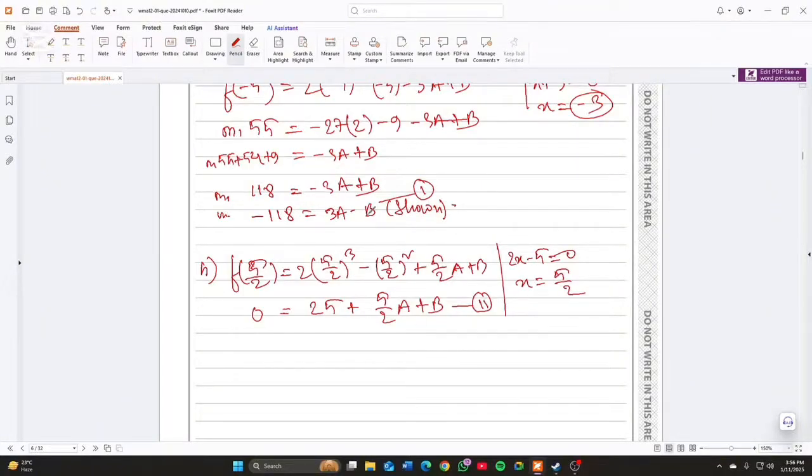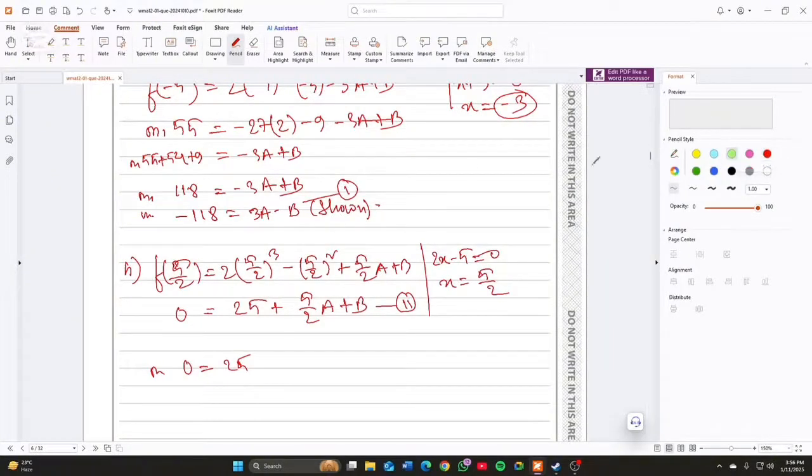I'm just going to find the value of b and then put the value of b here. So from here we can see, if I change the color of the pencil, that b will be equal to 3a plus 118, and we can input the value of b here.